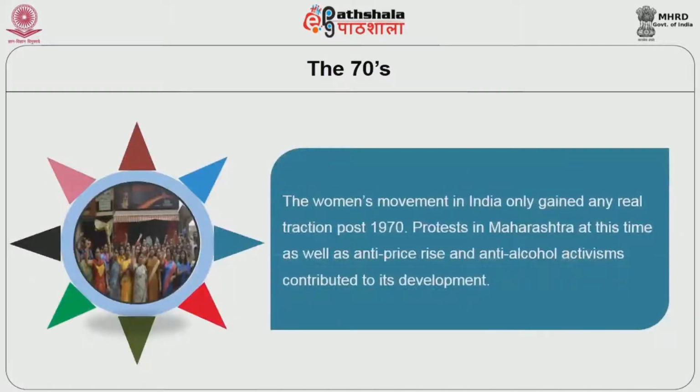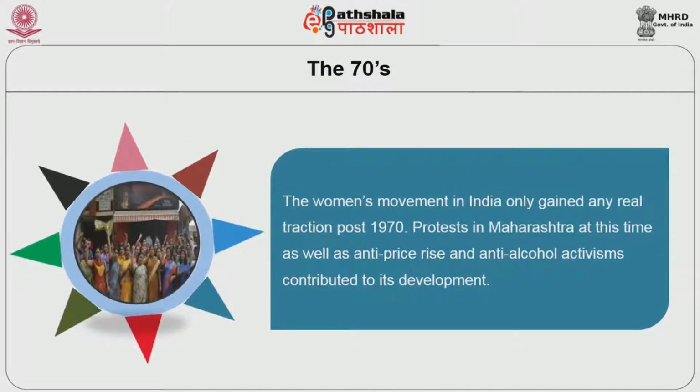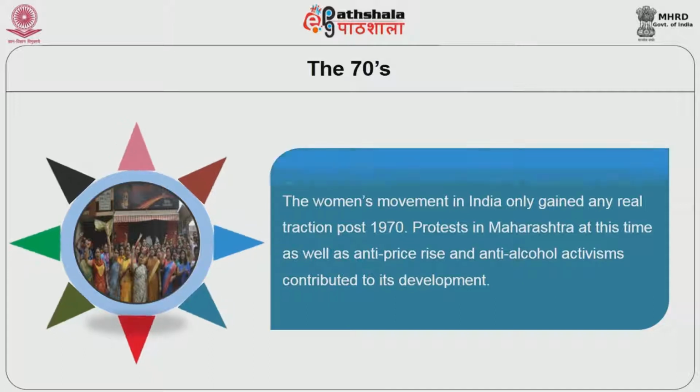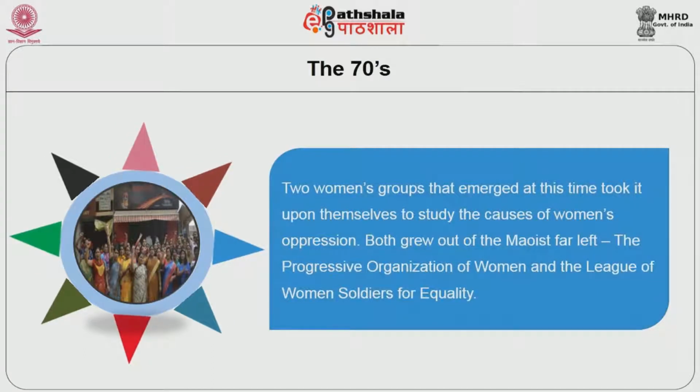The women's movement in India only gained real traction post-1970. Protests in Maharashtra at this time as well as anti-price rise and anti-alcohol activism contributed to this development. Two women's groups that emerged at this time took upon themselves to study the causes of women's oppression. Both grew out of the Maoist far left, the Progressive Organization of Women and the League of Women Soldiers for Equality.